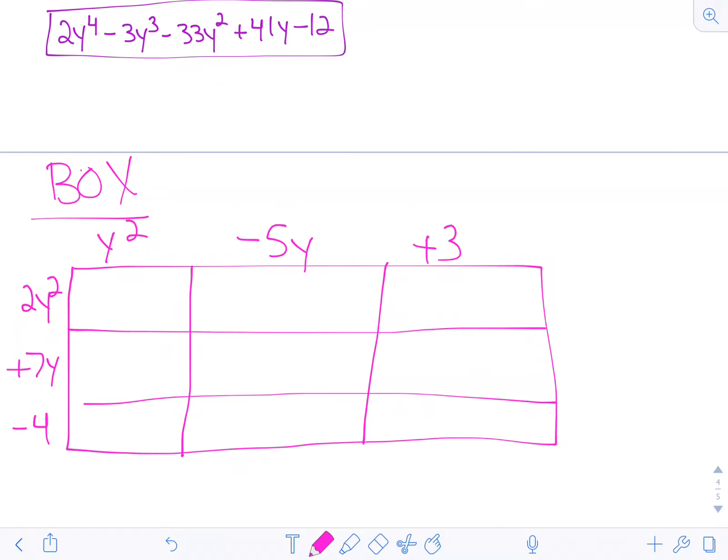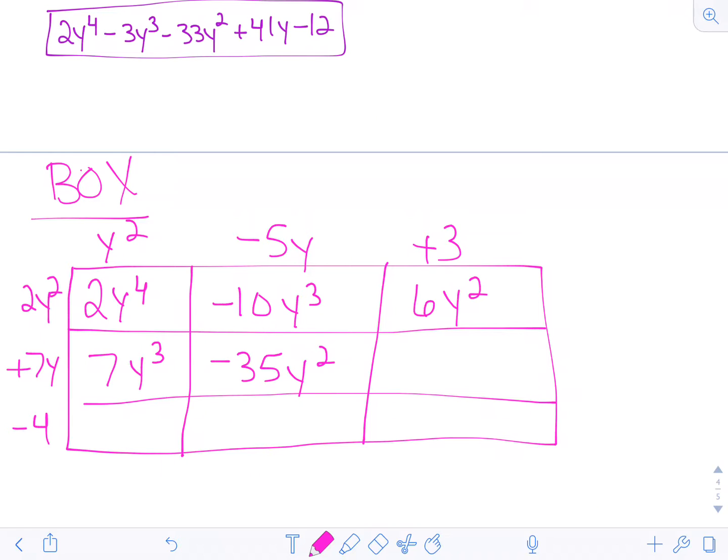Alright, here we go. 2 times 1 is 2. y squared and y squared is y to the fourth. 2 times negative 5 is negative 10. y squared and y is y cubed. 2 times 3 is 6, and you have a y squared. 7 times 1 is 7. y and y squared is y cubed. 7 times negative 5 is negative 35. y and y is y squared. 7 times 3 is 21, and you have a y.